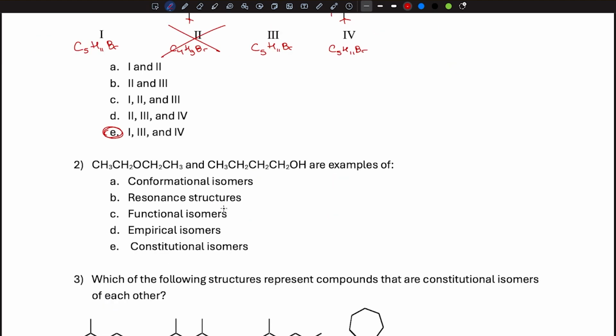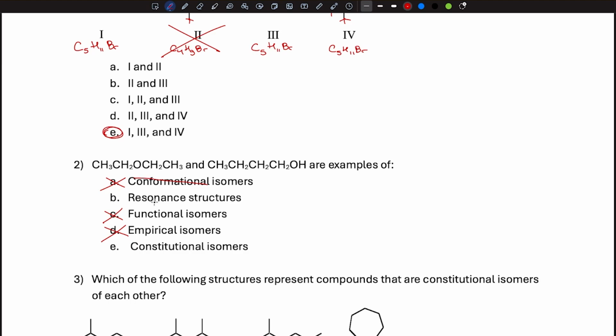Now, question 2 is giving us 2 formulas, and they're asking us what they are examples of. Well, I didn't teach you guys conformational isomers yet. That's a topic for later in this unit, so we can remove that from the answer choices. Resonance structures, we know what that is. Functional isomers, did I ever mention functional isomers? We did not. Did I ever mention empirical isomers? That's not a thing either. And so now we have to realize, are they constitutional isomers or resonance structures?